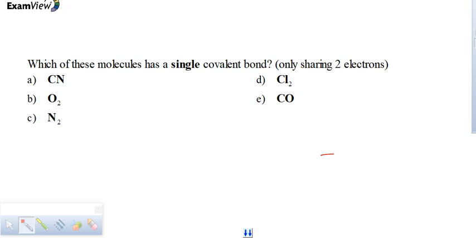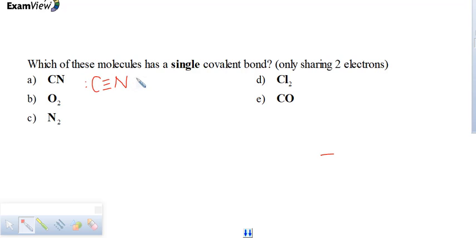All right, this is a podcast to go over the test that we had on covalent bonding. This is the first question. Which of these molecules has a single covalent bond? Single covalent bond means that there is just one pair of electrons being shared.